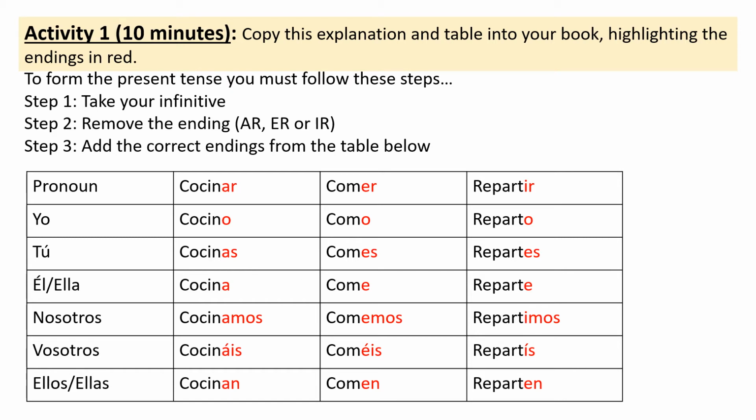Well done for copying that into your book. You'll now have this forever, and if you're ever in any doubt about forming the present tense, you can just come back to this, remembering that your first step is to take an infinitive. You must then remove the ending, the AR, the ER and the IR, and then add the correct endings from the table below, depending on whether your verb is an AR verb, an ER verb, or an IR verb.